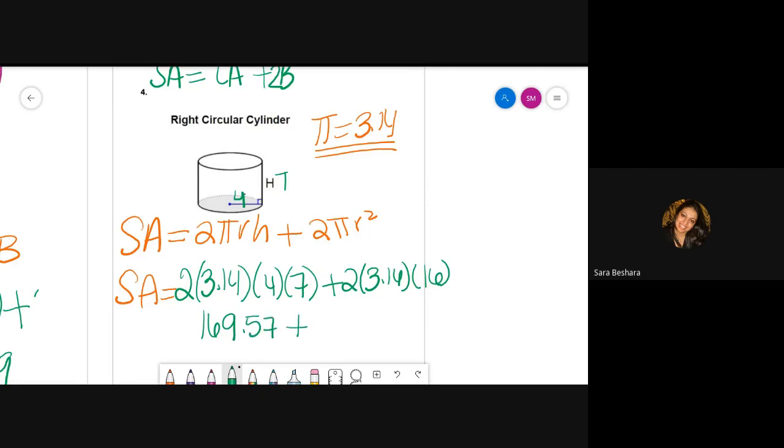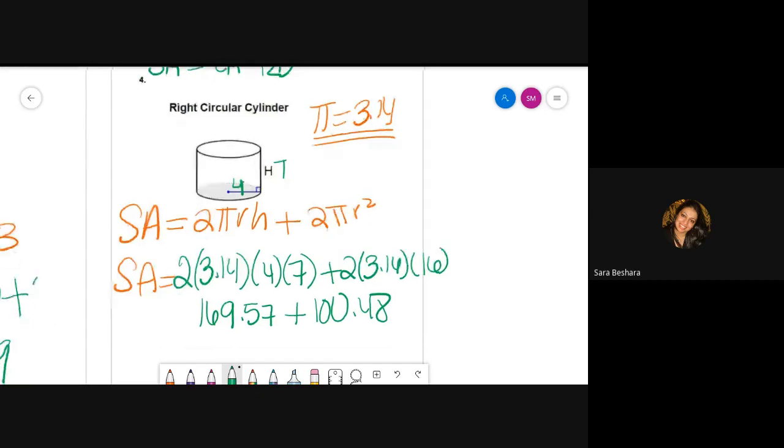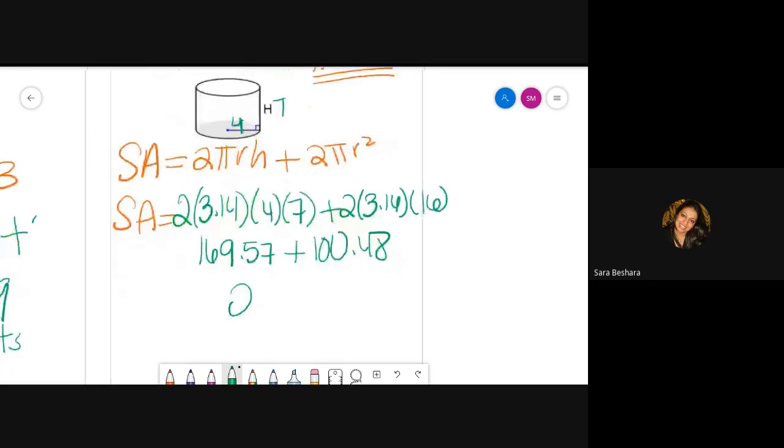Plus, I add these as well. I get 100.48. Let's add. So I get 270.05. And again, it is square units. Okay. On to the next.